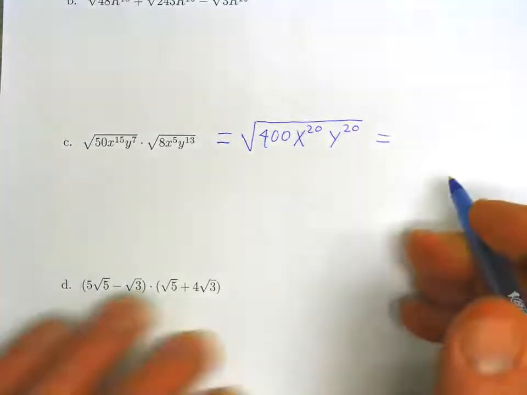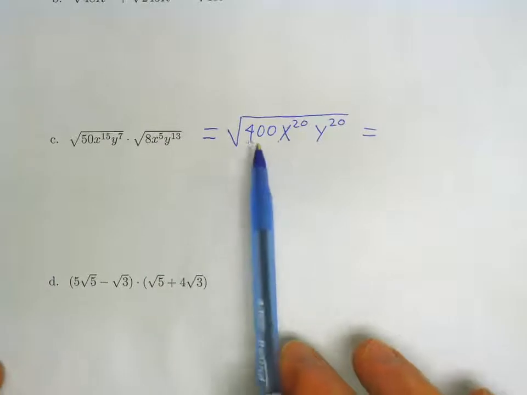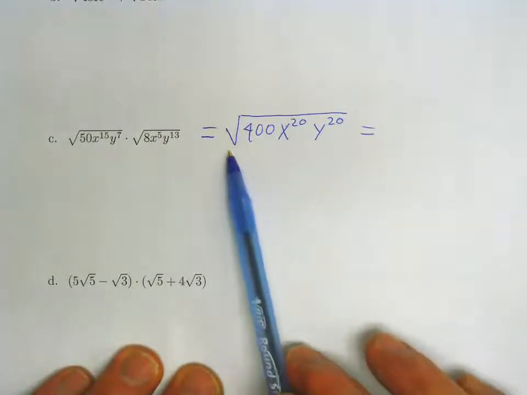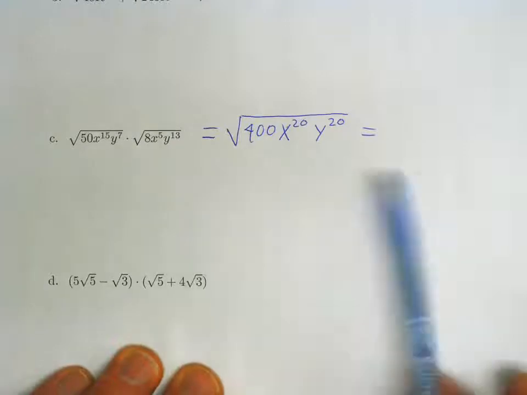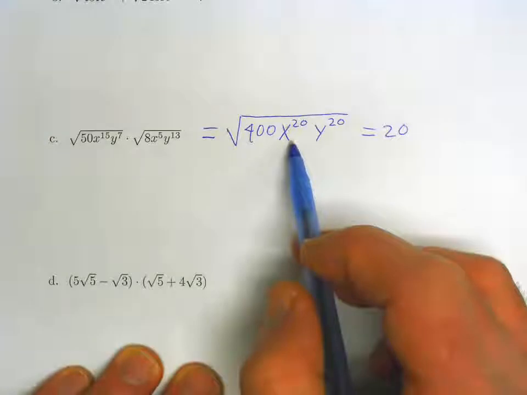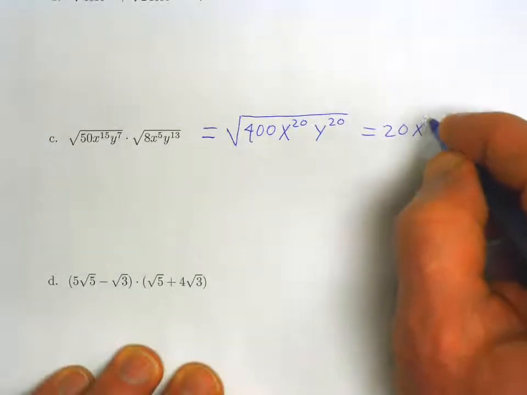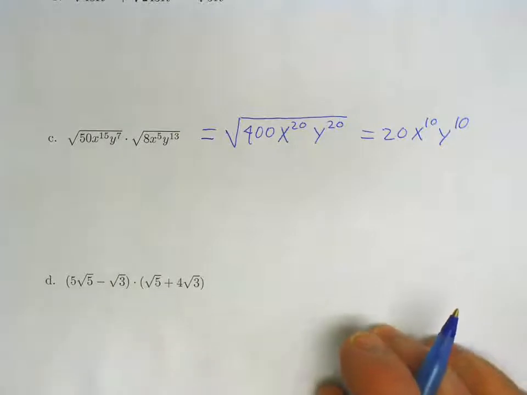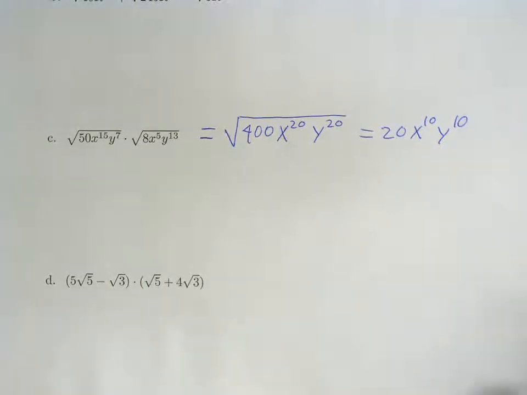And it turns out in this case that each of those factors is a perfect square, so we can simplify without a square root in the end. The square root of 400 is 20. The square root of x to the 20th is x to the 10th. And the square root of y to the 20th is y to the 10th.